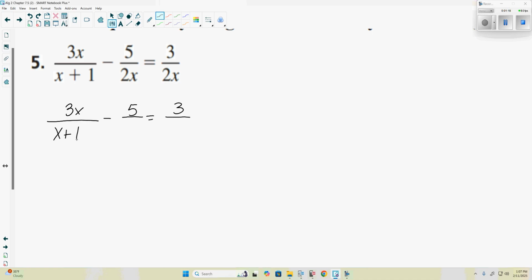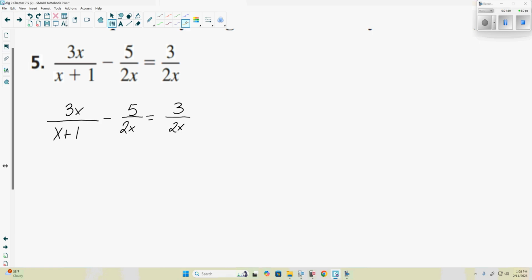Now the first denominator is x plus 1. The degree is 1. There's no common factors between the x and 1, so that is simplified as it gets. Our other two denominators are the same, and they're actually both just 2x. Those we can say are simplified, mainly because they are a single term.